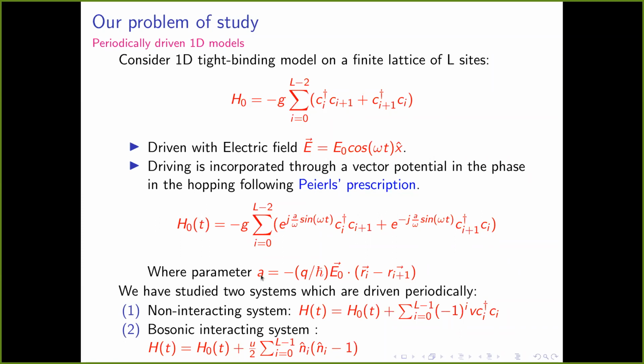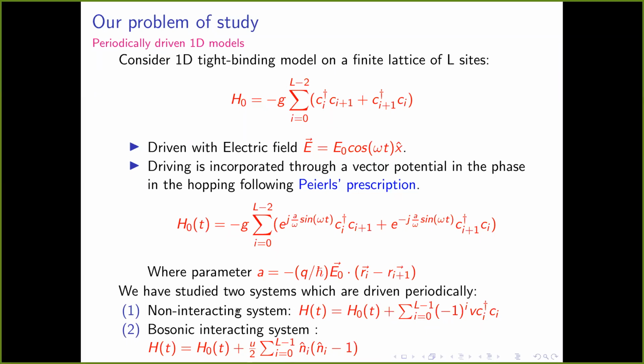And I have defined a driving parameter, which is the amplitude of driving, as minus q over h bar times E naught times the lattice distance. So this is the driven Hamiltonian, and we have studied two systems with this same driven part. One with a staggered on-site potential. You see the potential energy is V if the lattice site is even, and potential energy is minus V if the lattice site is odd. So this is a staggered potential, and that's a non-interacting system we have studied.